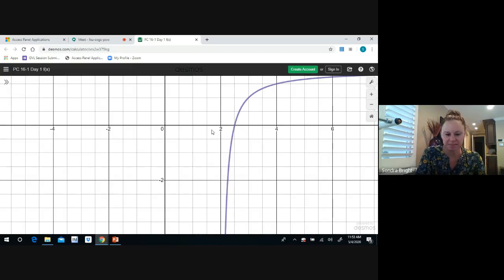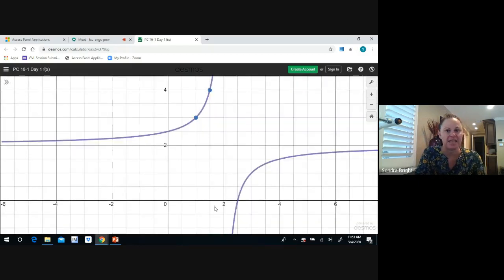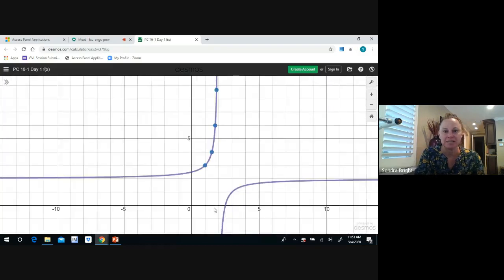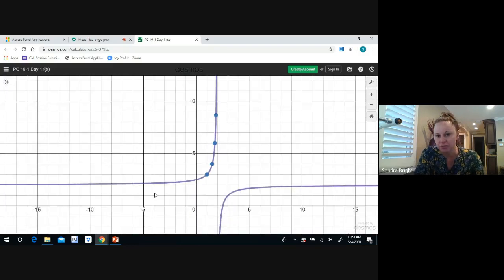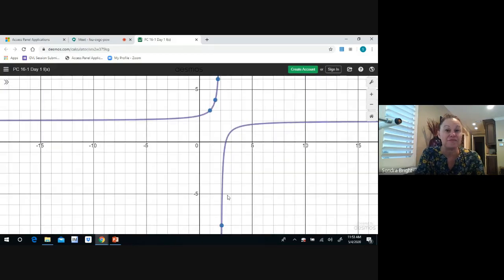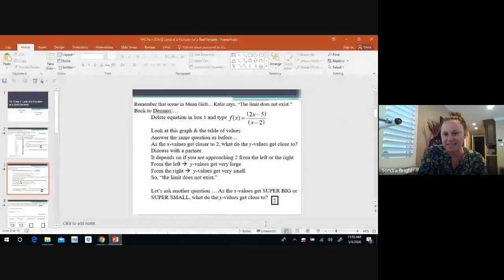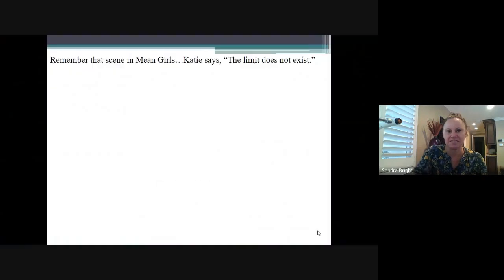So it depends. That's where the limit does not exist comes in, because from the left, you're going to positive infinity. From the right, you're going to negative infinity. And so there's actually a vertical asymptote happening at x equals 2 because of that x minus 2 in the denominator. So that is what is happening with this guy.